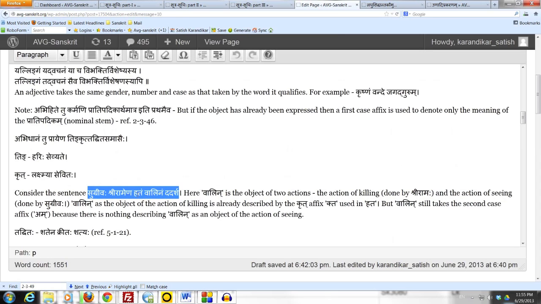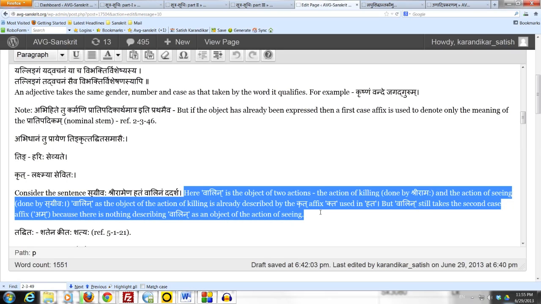So Valin as the object of the action of killing is already described with the krit affix kta used in hata. But Valin still takes the second case affix because there is nothing describing Valin as an object of the action of seeing. So we have to be very careful. There's more than one action. The object may be described with regard to one action, but it can still take the second case affix if it remains undescribed as the object of another action.